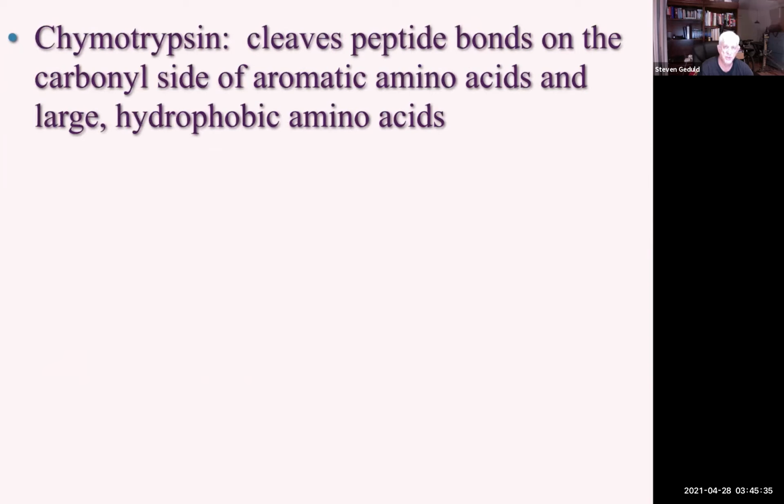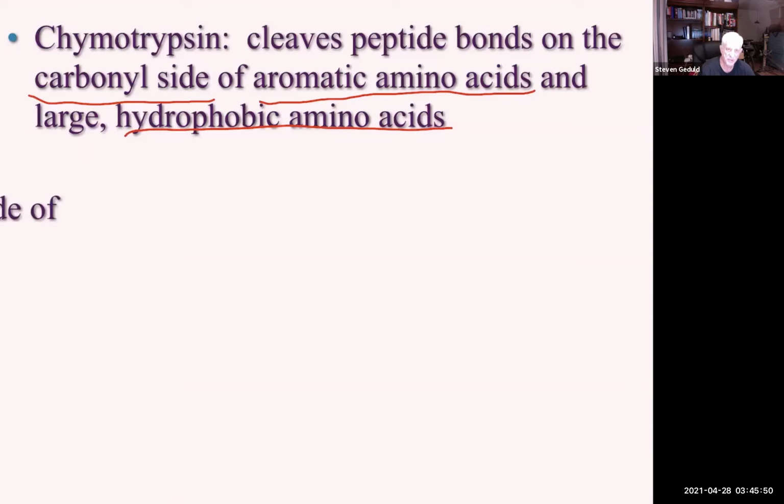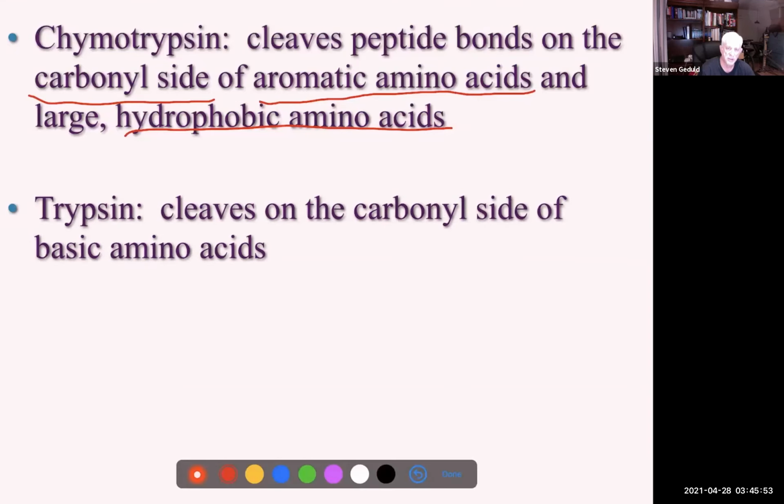So chymotrypsin cleaves peptide bonds on the carbonyl side of aromatic amino acids and large hydrophobic amino acids. Those are the ones that fit for chymotrypsin. Different enzymes have a different specificity. Trypsin cleaves on the carbonyl side of basic amino acids. The amino acid is basic, which means it has a positive charge, and it can be cleaved by trypsin at the carbonyl carbon.